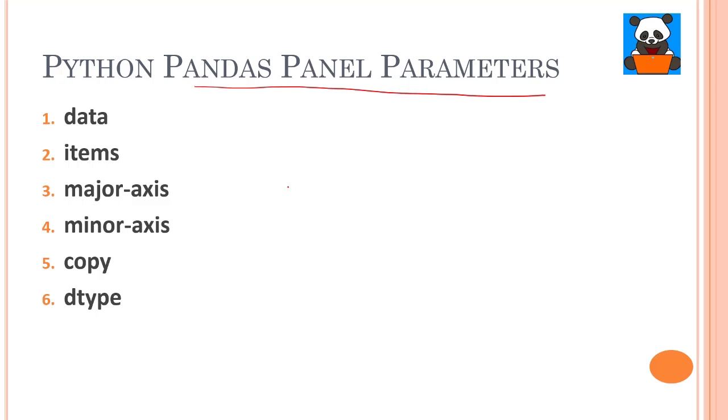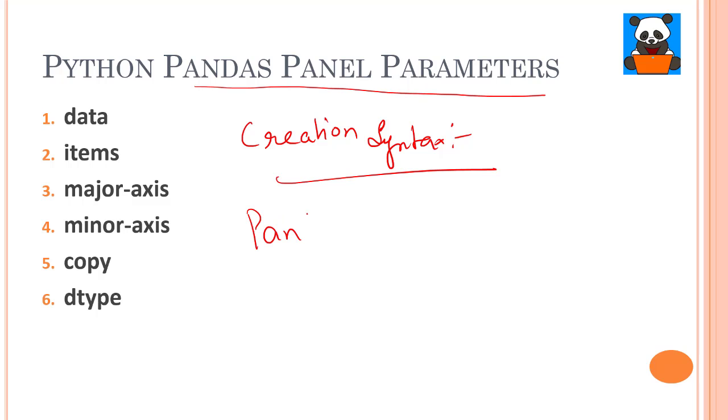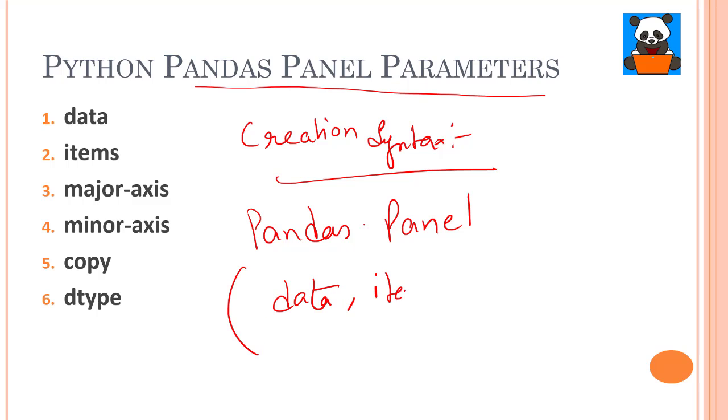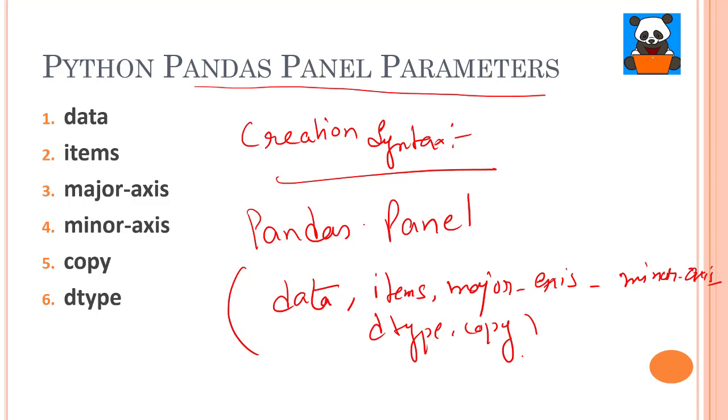Basically, Pandas panels have some parameters. Before moving to the parameters, we should know how to create a Pandas panel. This is the creation syntax: pandas dot Panel. Whenever you want to use it, you go with pandas dot Panel, and inside that you have the parameters: data, then items, then major axis, then minor axis, then dtype and copy.